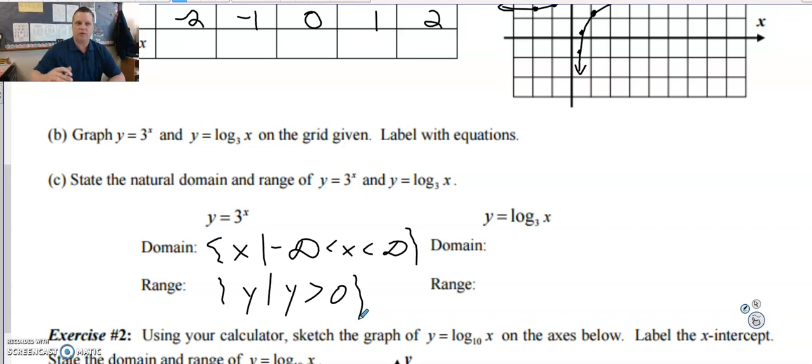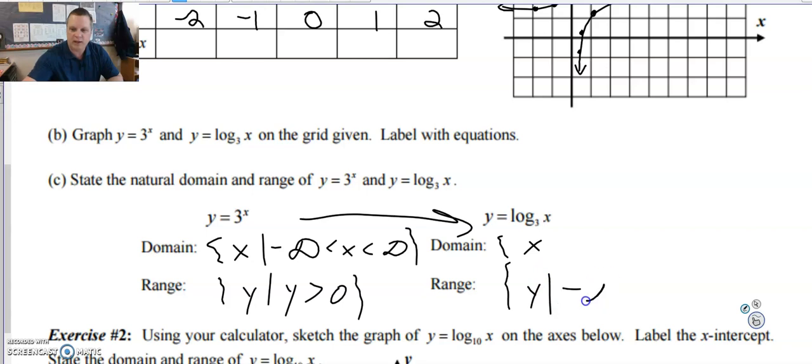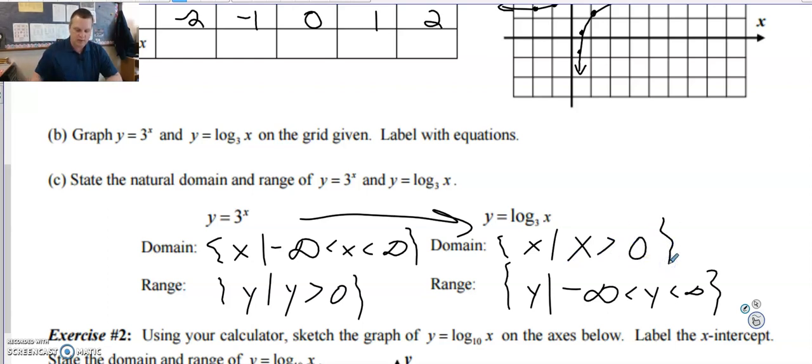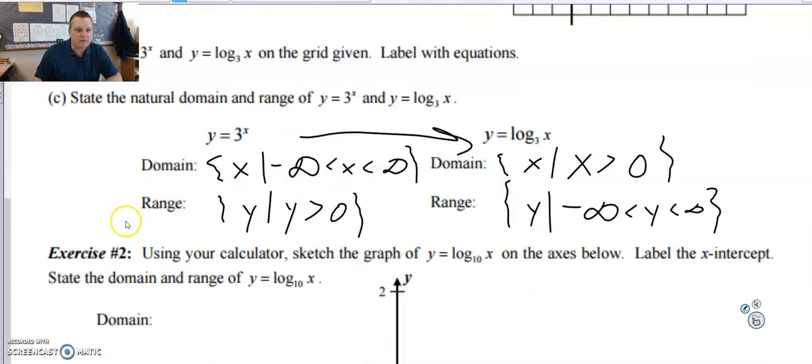Now, since the log base 3 of x is the inverse, you switch the x and y. So the domain is still x, the range is still y. But what happens is the range becomes the domain. So it's -infinity less than y less than infinity. And then the range is that x is greater than 0. So that's how it works with inverses.